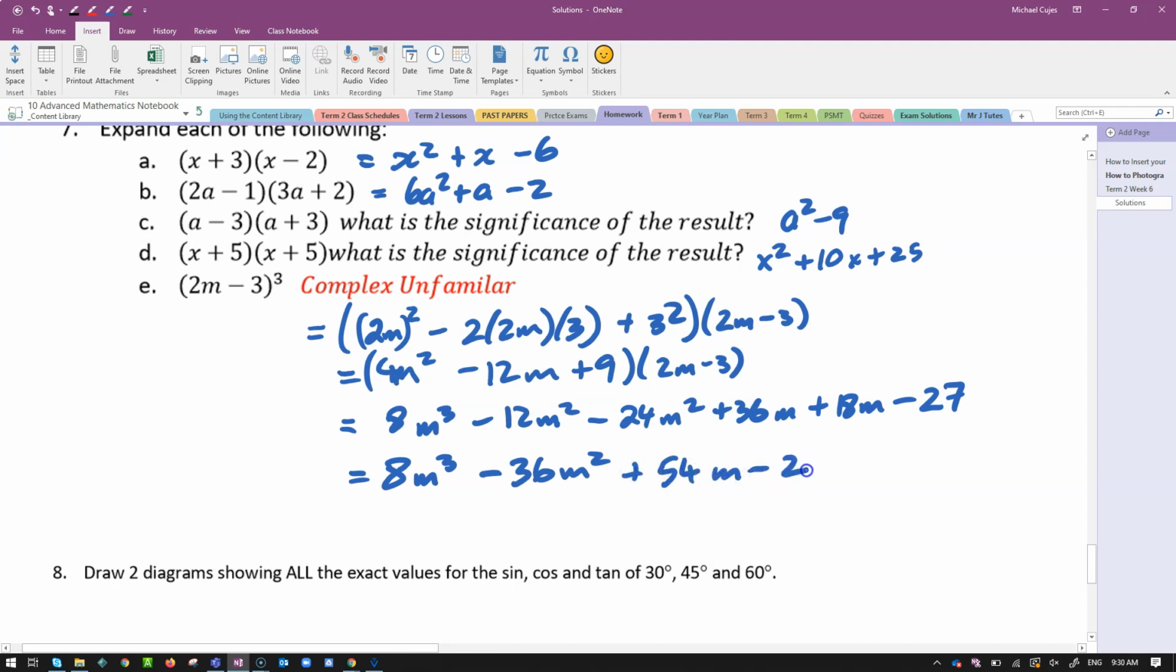Yeah, we'll get through it this time. All right, and there you go. So cubing.